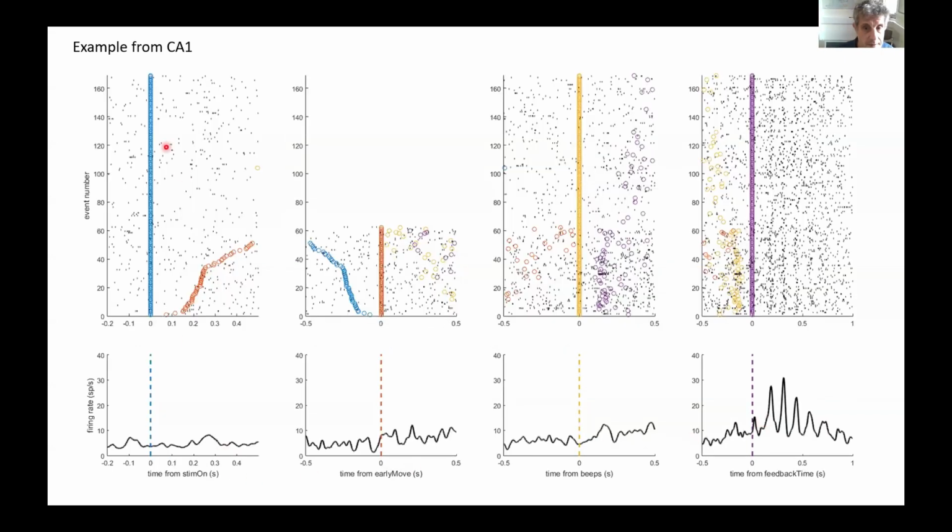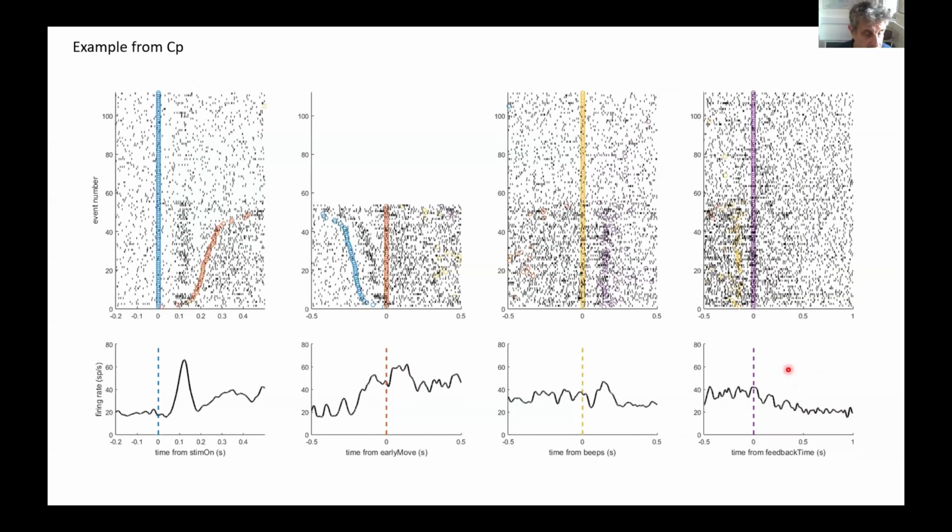Here's another example cell from CA1, and you see nothing to the visual stimulus. Here's the movement. There's nothing much to the movement. There's nothing much to the beep. But now when we get the reward delivery, again, you get this very strong oscillation in the activity, which is probably entrained with tongue movements.